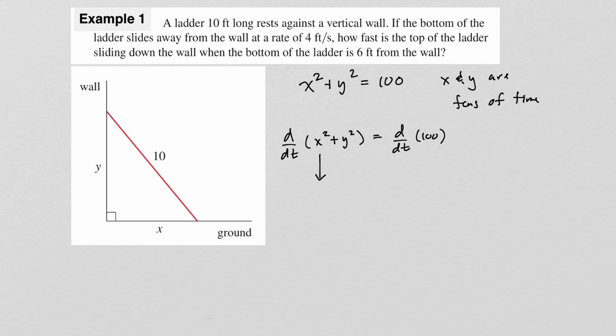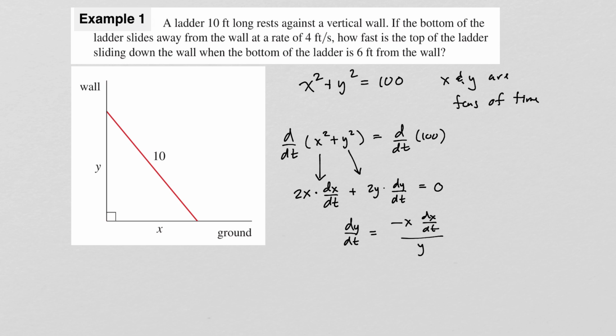And now the derivative of x squared, of course, we know is 2x, but then we have to remember to use the chain rule and multiply by the derivative of x with respect to time. And then when you take the derivative of y squared, it's the same thing. It's 2y times the derivative of y with respect to time, and the derivative of a constant is equal to 0. And then from here, when you solve for dy/dt, you will, of course, get the same answer that we had a few minutes ago.